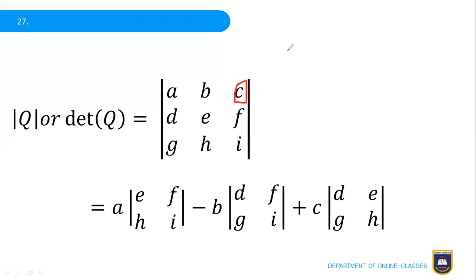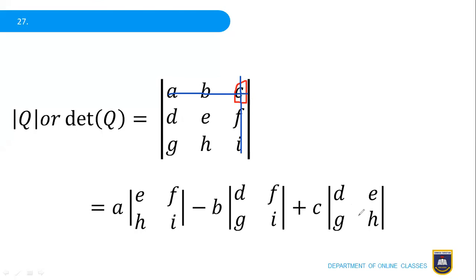That's first row, third column, which means that we are going to cancel the whole of the first row and then the whole of the third column. So now we are left with D, E, G, H. That is what we have here, the cofactors for C.